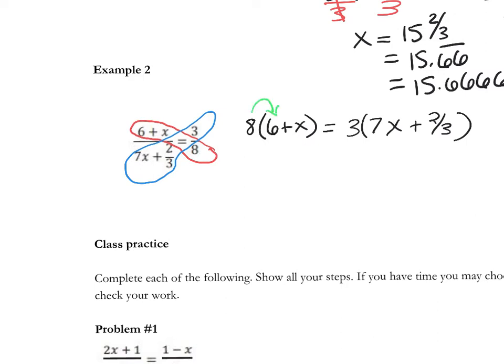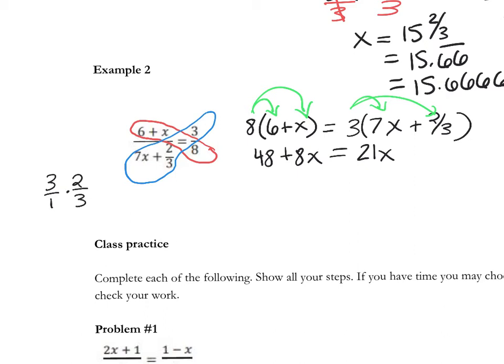I'll use green. 8 times 6 gives me 48. 8 times x gives me 8x. Equals 3 times 7x gives me 21x. And then this one's fun. 3 times 2/3. So I'm just going to show it off to the side. 3 over 1 times 2 over 3. Back in 6th grade and 7th grade, you hopefully talked about cross-canceling here. So we can say 3 goes into 3 once, so those cancel out, giving you 1 over 1, and you just multiply across. So you'd say 1 times 2 gives you 2, 1 times 1 gives you 1. So this 3 times 2/3 is just 2.